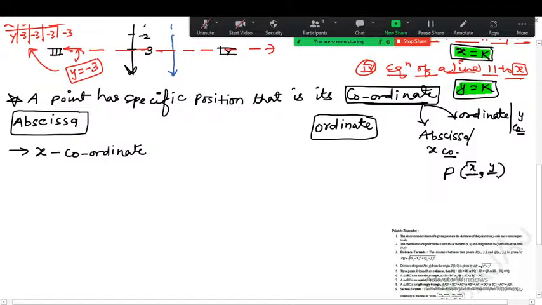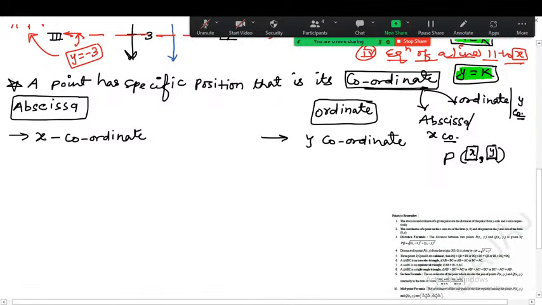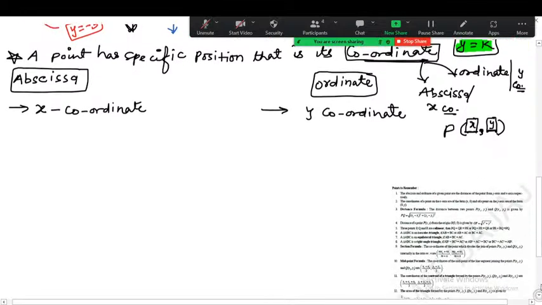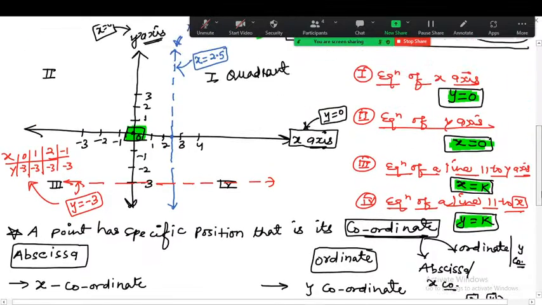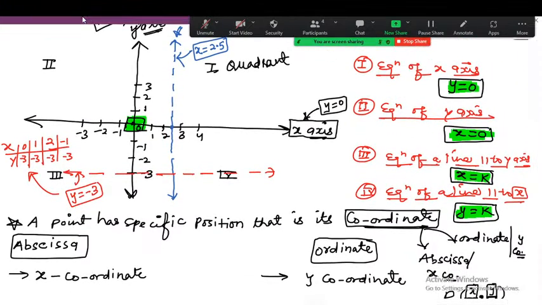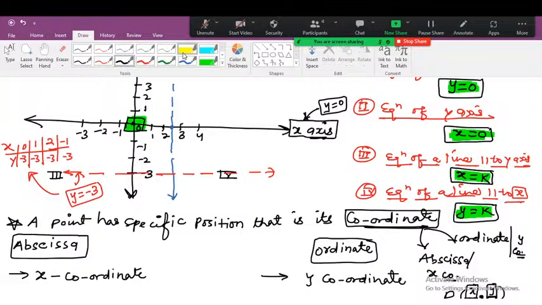That means the first value of this ordered pair is known as the x coordinate, and the second value is known as the y coordinate. The first thing you note here is that abscissa is the x coordinate and ordinate is the y coordinate. I have just explained what the x coordinate and y coordinate are. I will tell later with some diagram as well. I'm drawing a diagram so that I can explain it in much detail. The diagram is here in front of you. First I will tell you in this diagram, then I will explain with one more diagram later.